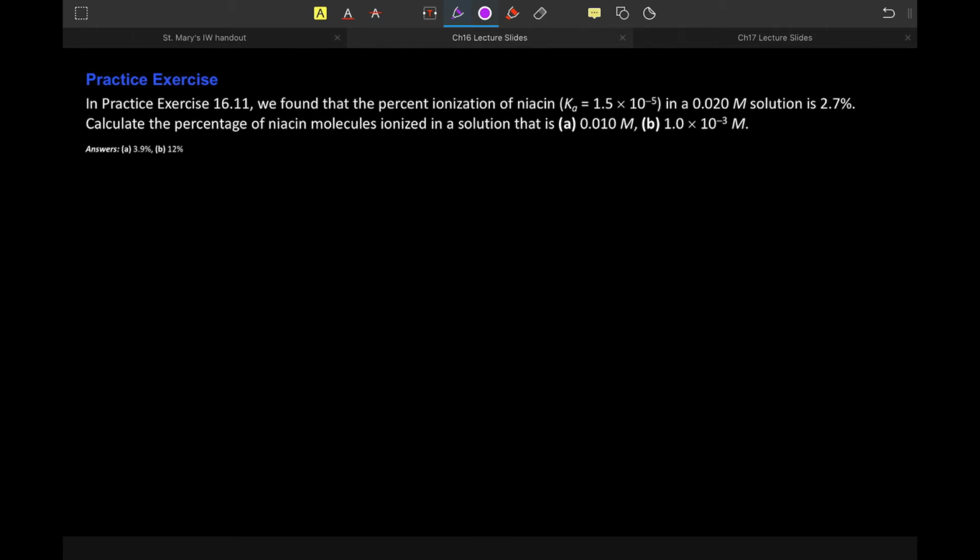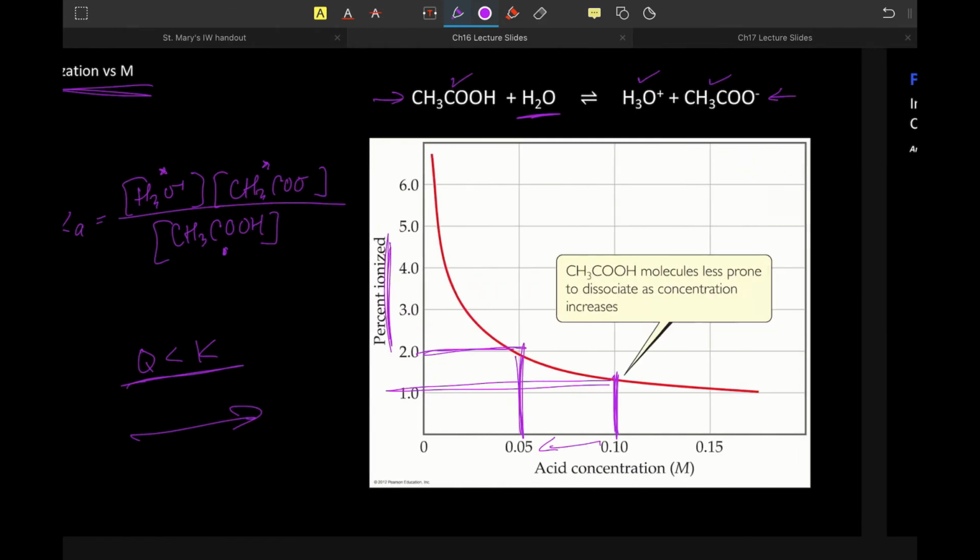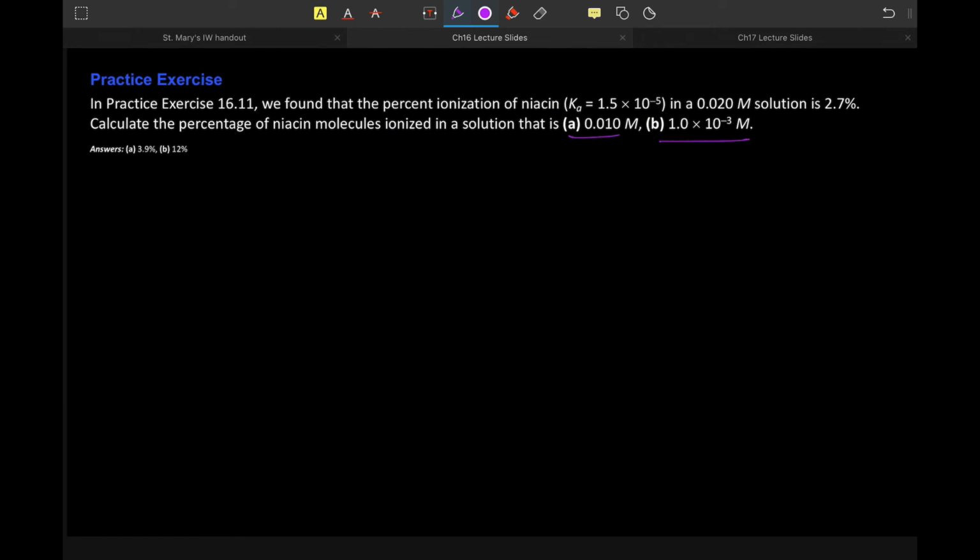All right, quick practice exercise. So in 16.11, we found the percent ionization of niacin. Calculate the percentage of niacin molecules ionized in a solution of a given concentration. So really that's the same math that we did before, and then the percent ionization. So I'm just going to assume you can solve these, and obviously it's going to follow this trend.